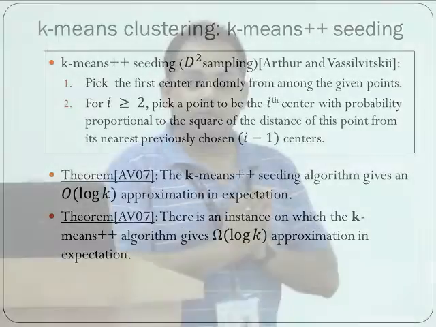Now what we are going to talk about is the analysis of the k-means++ algorithm. Even the simple sampling algorithm was not fully understood. There are many aspects of the algorithm that were not understood, and that is what we are trying to understand in this particular work. Arthur and Vassilvitskii, in addition to the first result, gave an instance on which the k-means++ algorithm gives an omega log k approximation in expectation. So they gave a lower bound.